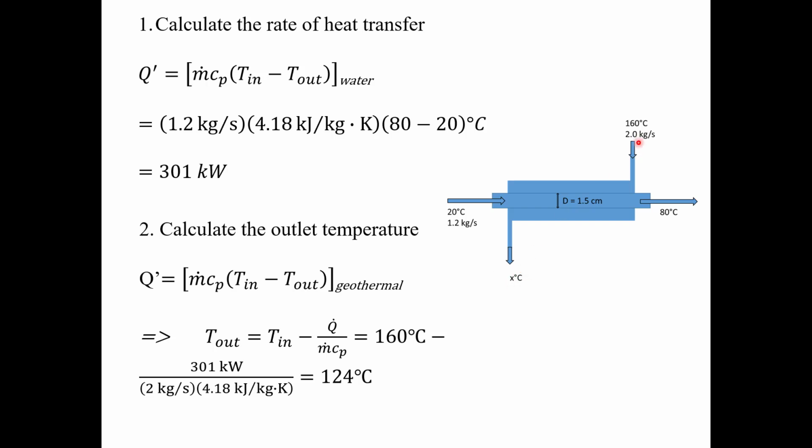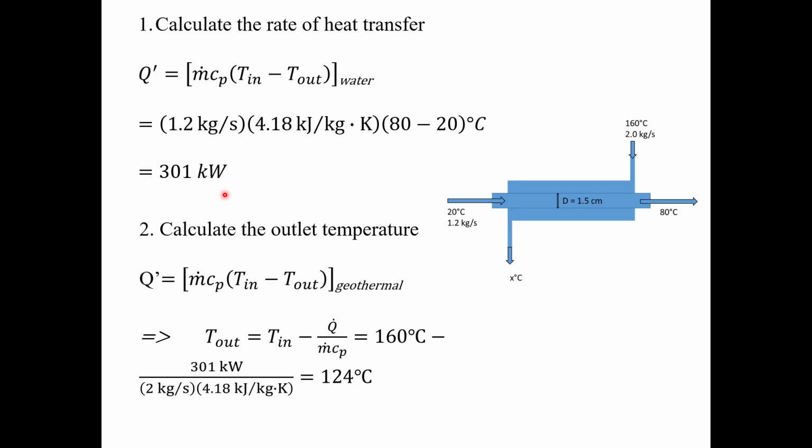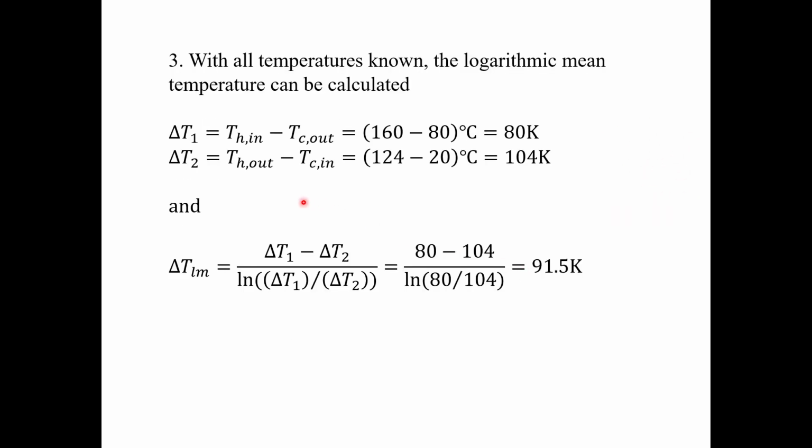Okay, so we know what this temperature is here. And now we know four temperatures. It means the inlet and outlet of the hot fluid, and the inlet and outlet of the cold fluid, and it means that we can calculate the log mean temperature difference. So we need to first calculate delta T1 and delta T2. It means the temperature difference on one end of the exchanger and the temperature difference on the second end of the exchanger. And that is exactly what it is. So we have delta T1 as 80 Kelvin, and we have delta T2 as 104 Kelvin.